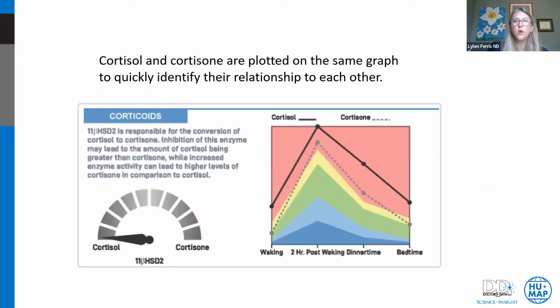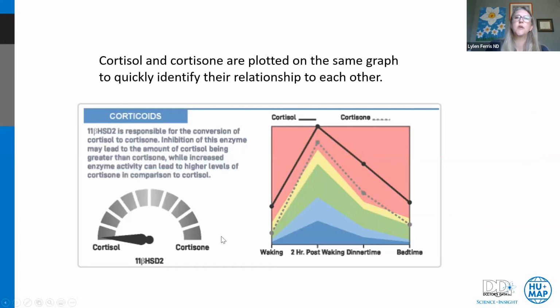In the corticoids section, cortisol and cortisone are plotted together for quick information about their relationship to one another. And you can see here cortisol is represented by the solid line and cortisone, the dotted line. Now to the left here, we're looking at the activity of the 11-beta HSD enzyme. And you can see here, this dial will show us whether or not we're favoring cortisol or cortisone.